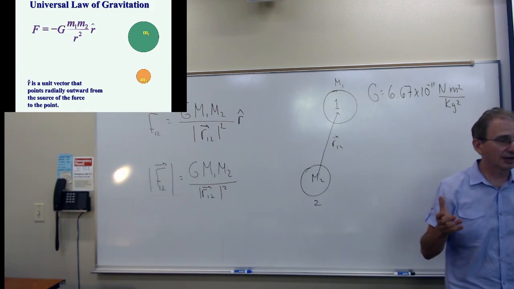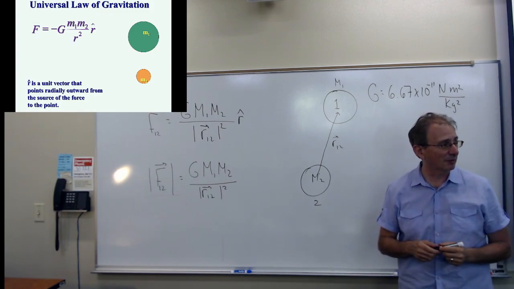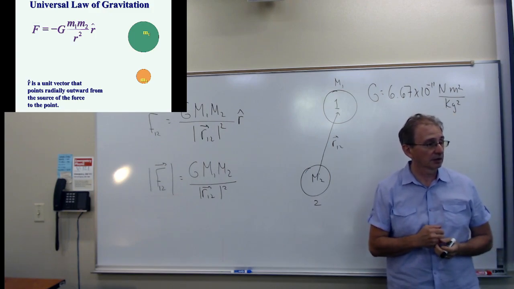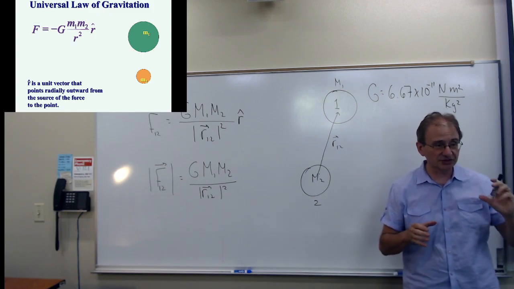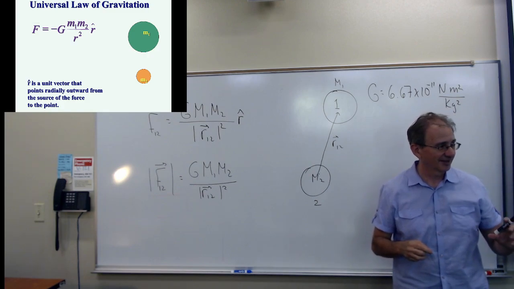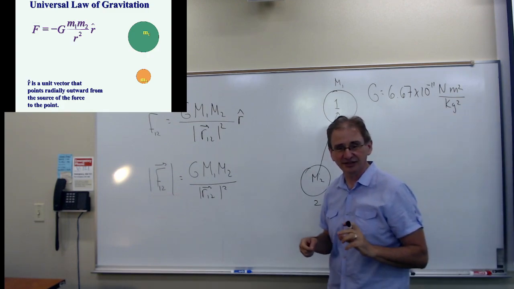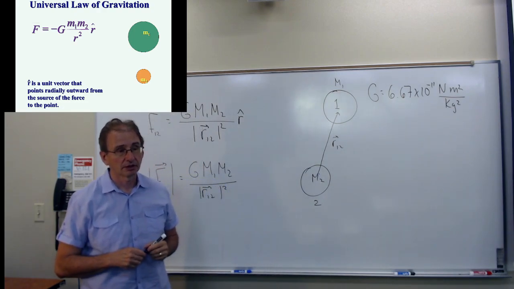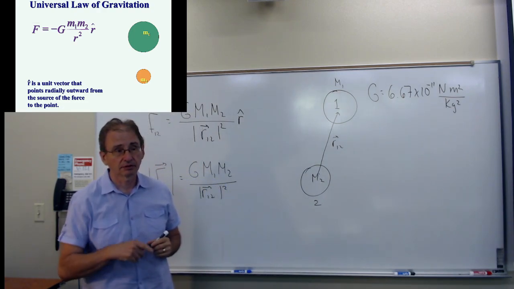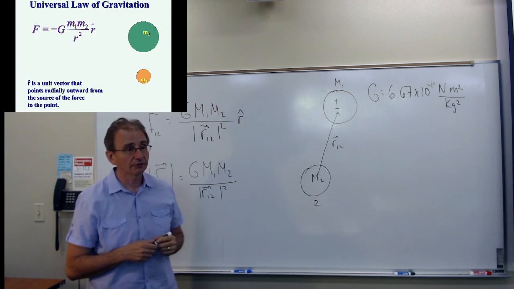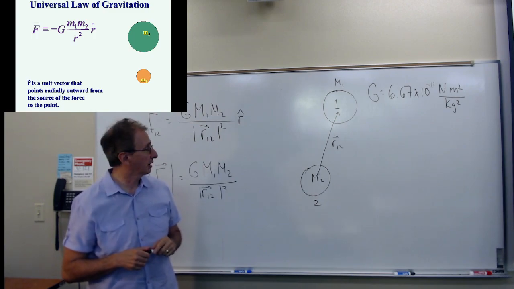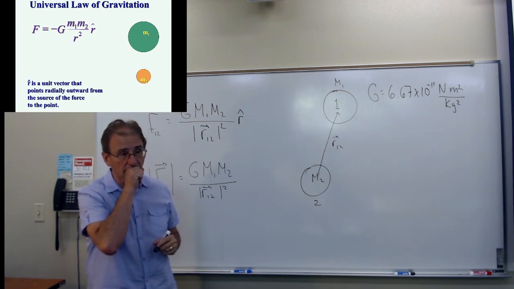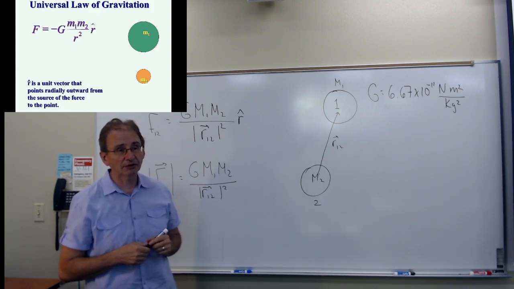I mean, you can think of it as just the distance between the two objects, but I'm being a little bit more precise. That r is a distance, it's not a radius. It's the center-to-center distance between the two objects, from the centers of mass.